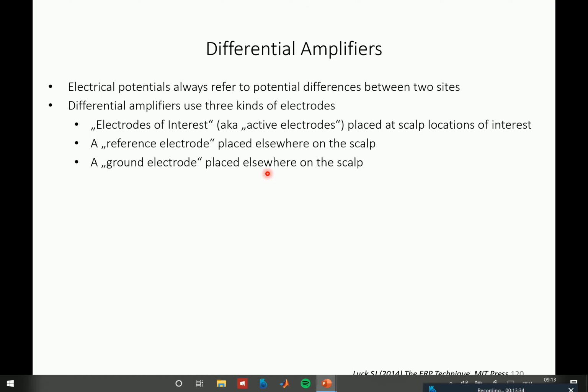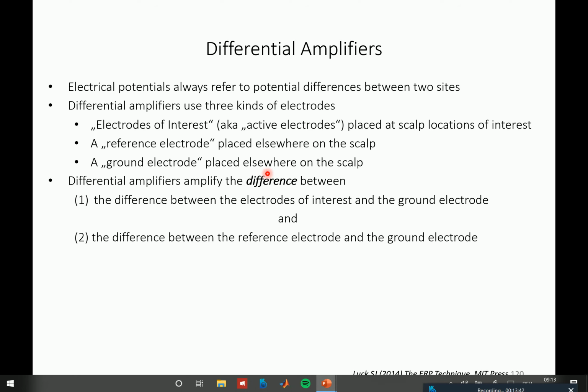Because it's picking that up. All electrodes actually pick that up, but what's happening at the ground electrode is then subtracted from everything else. So that's the logic here. These differential amplifiers amplify the difference between the electrodes of interest and the ground electrode, and the difference between the reference electrode and the ground electrode.